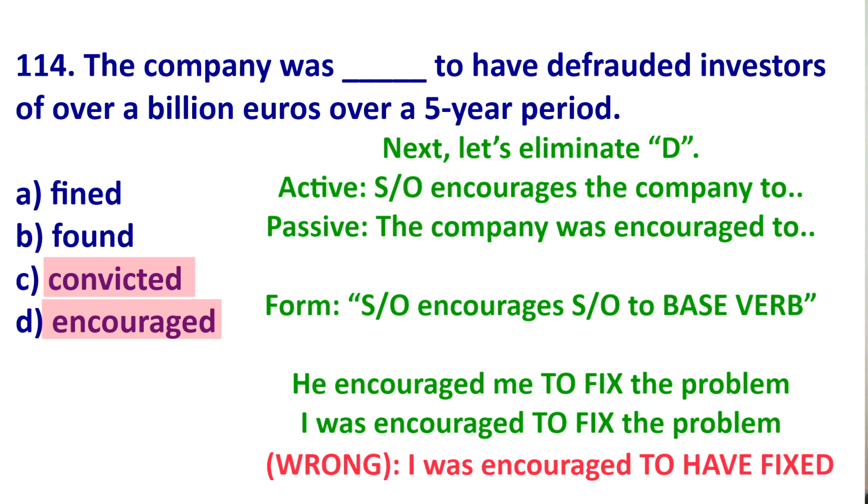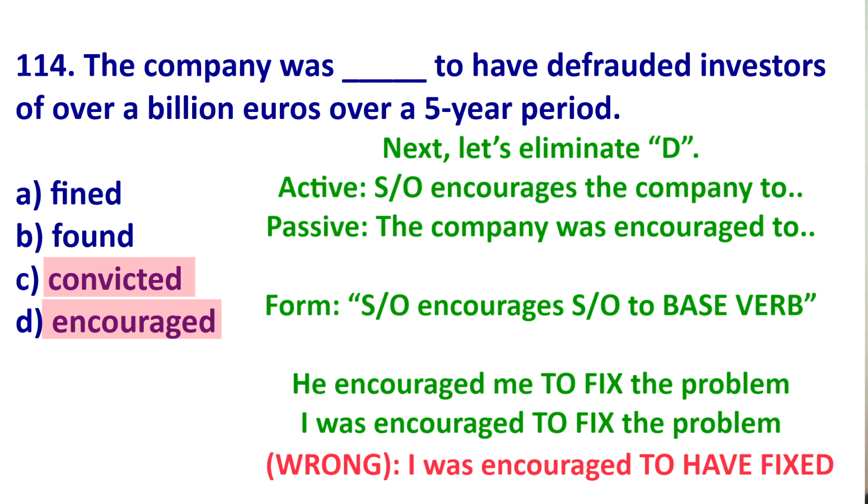Next, let's eliminate D. Of course, this sentence is passive. So it says the company was, and now we're going to use a past participle. So someone encouraged the company, but the company was encouraged. When we use encourage, we use the form someone encourages someone to base verb, not to have verb. For example, he encouraged me to fix the problem, not he encouraged me to have fixed the problem. Or I was encouraged to fix the problem, not I was encouraged to have fixed the problem.